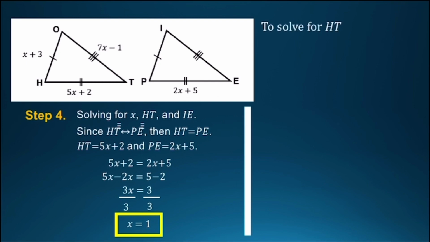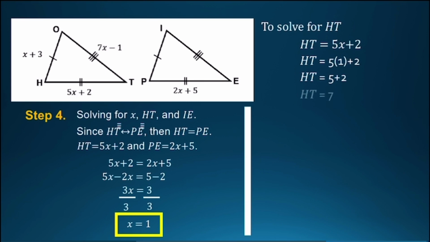To solve for HT, we just substitute the value of x in 5x plus 2, since HT is equal to 5x plus 2. So if we substitute the value of x, since our x is 1, it will become HT is equal to 5 times 1, which is the value of our x, plus 2. And then 5 times 1 is 5, then plus 2. Therefore, our value for our HT is 7.